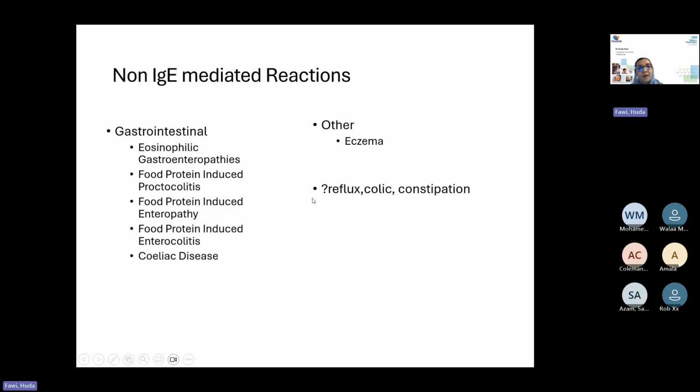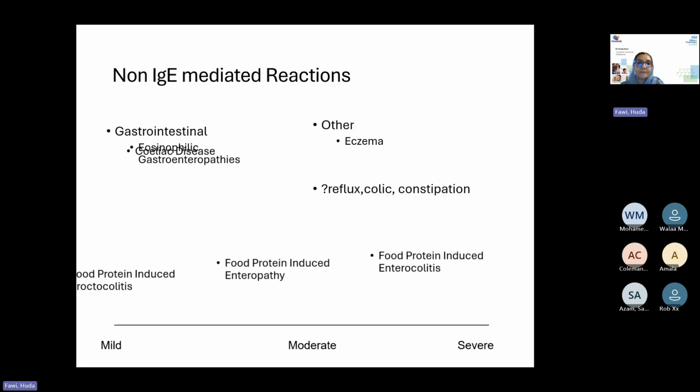So celiac disease is, as you know, a non-IgE-mediated one rather than IgE. Others: eczema, reflux, colic, and constipation. I'm not sure about constipation, but I know it's quoted, and it's due to a non-IgE-mediated reaction. You see a few families that come and say, the child is constipated, I've taken the milk out of the diet to manage the constipation. Personally, I'm not sure about this.